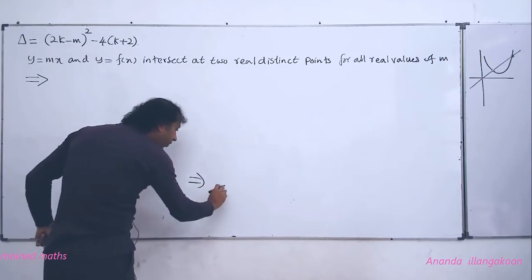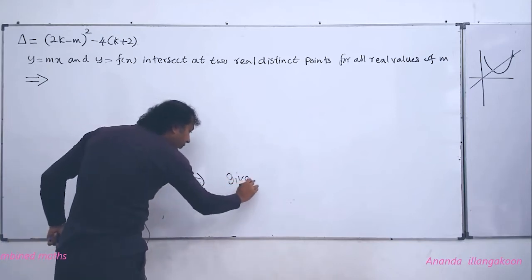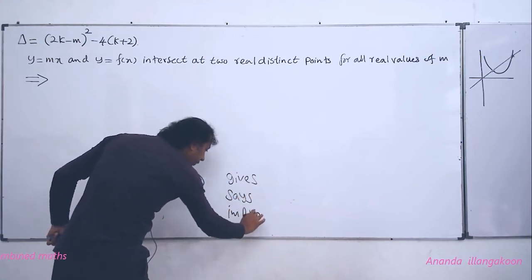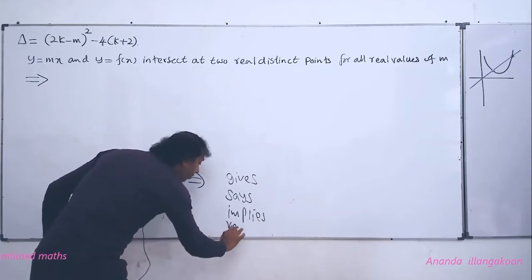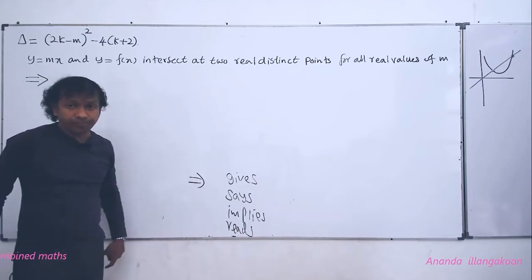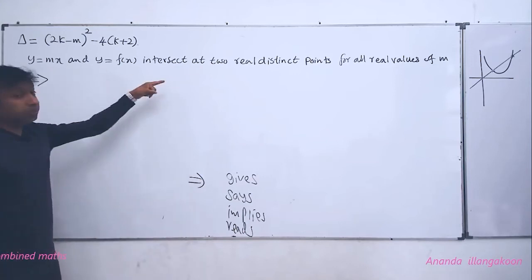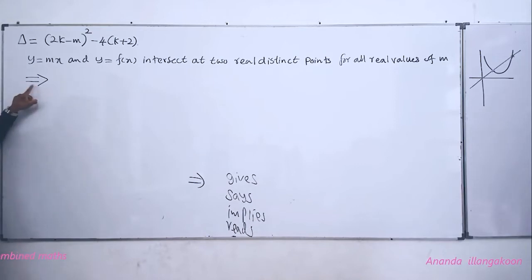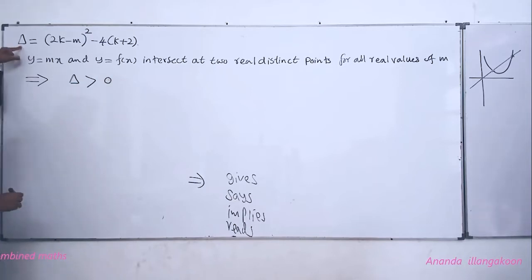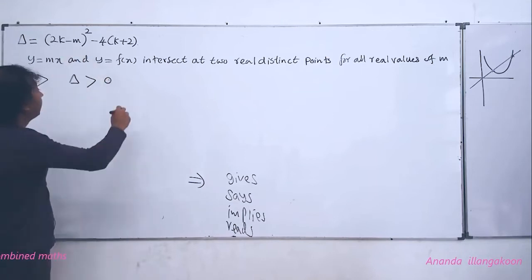This double line arrow has the meaning, people: gives, says, implies, reads. These are the general meanings of this symbol. Understand? Therefore, this statement gives us, implies, says, or reads what? Delta should be positive. For what? For all real values of m available, right?